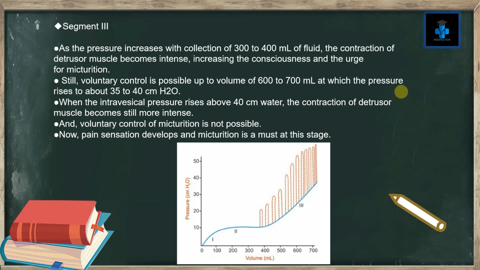When the intravesical pressure rises above 40 centimeter water, the contraction of the detrusor muscle becomes still more intense, and voluntary control of micturition is not possible further. Now, pain sensation develops and micturition is a must at this stage.